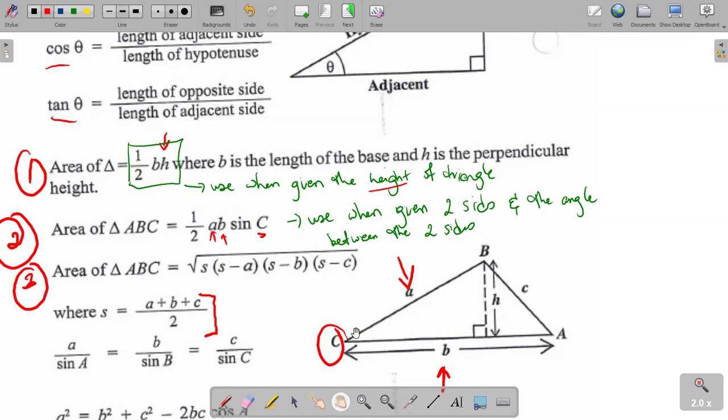All right. Excellent. And the last one, which is this one, uses the S, and S has a value. S is whenever you find the answer, when you add all three sides of the triangle and you divide that number by 2. So the condition for the third formula is, let me use green because that's the color I was using for the explanation. Use when given 3 sides only.